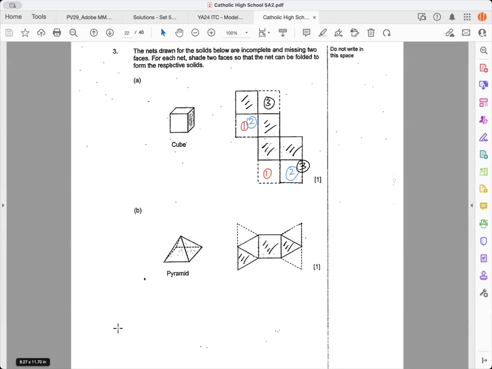Okay, the next one. Shade 2 faces. This is already done, so what you do is you shade this and this. Okay.